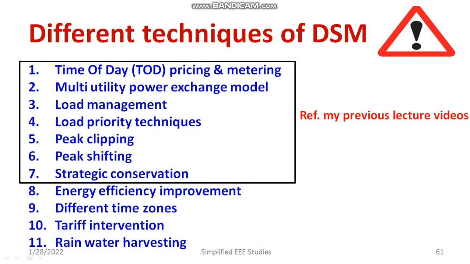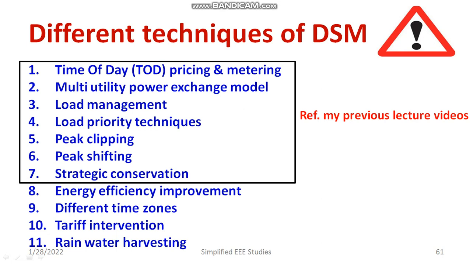As you know, we have already covered up to serial number 7: time of day pricing, multi-utility power exchange model, load management, load priority techniques, peak clipping, peak shifting and strategic conservation. I request you to go through my previous video to get the information about those 7 points. In this session, let us continue the points from energy efficiency improvement.